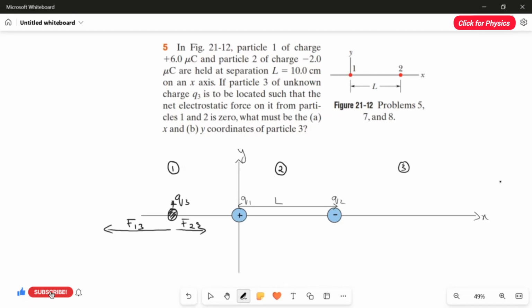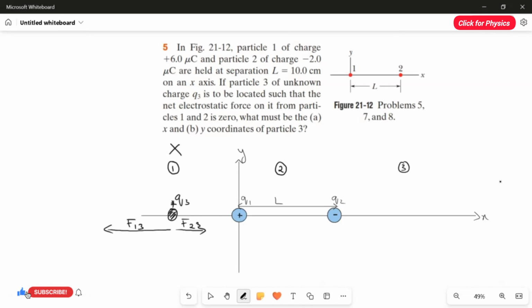Why? Because when you find the force interaction of 1 on 3 and 2 on 3, they should be the same size. That means the arrow mark should be in the same size. Then only you can say the interaction of charge 1 on 3 and 2 on 3 is 0. But you can see the right side arrow is smaller, the left hand side arrow is greater. So this place is not suitable for placing the third unknown charge.